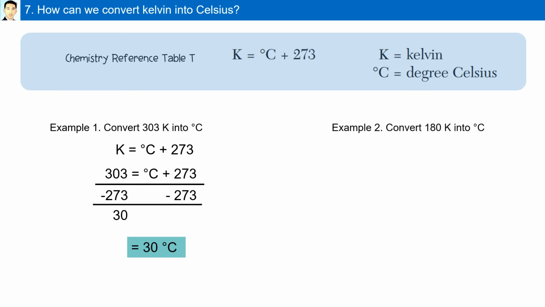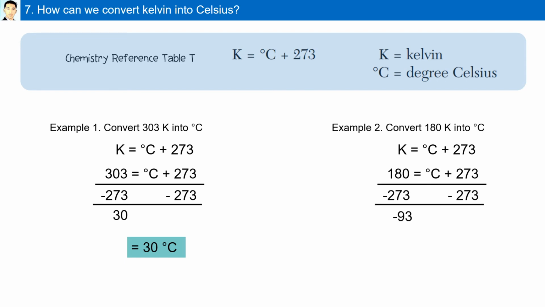Example 2. Convert 180 kelvins into degrees Celsius. Substituting into our formula, 180 is equal to degrees Celsius plus 273. Subtracting 273 from both sides, we have negative 93 degrees Celsius.